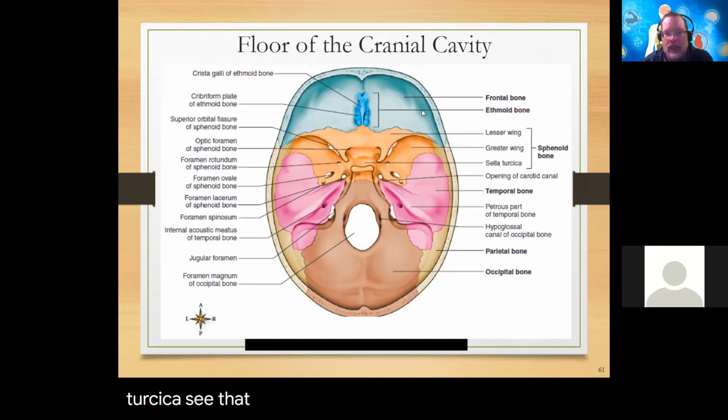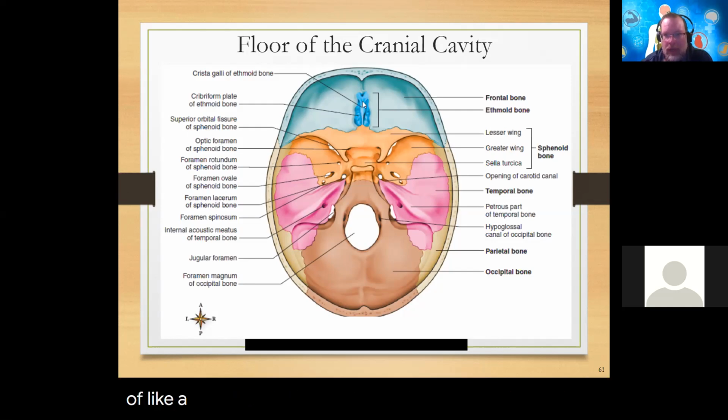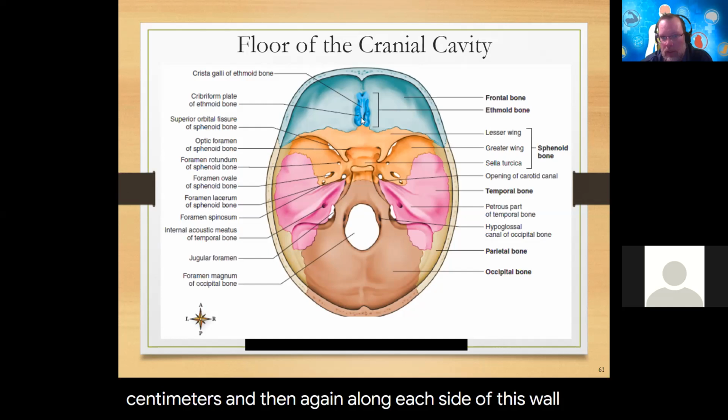And then the anterior floor is going to be the ethmoid, just a little bit of it. It's a small bone. There's not much to it. The bulk of this is going to be sphenoid and frontal coming together. And then we have a little bit of ethmoid there, and you can't really tell, but again, the cribriform plate and the crista galli, this is going to be kind of like a wall that sticks up. It goes from about right here to back here. This is going to stick up a couple of centimeters. And then along each side of this wall is the cribriform plate.